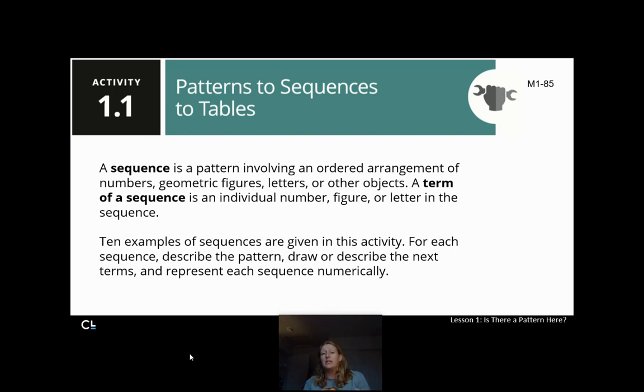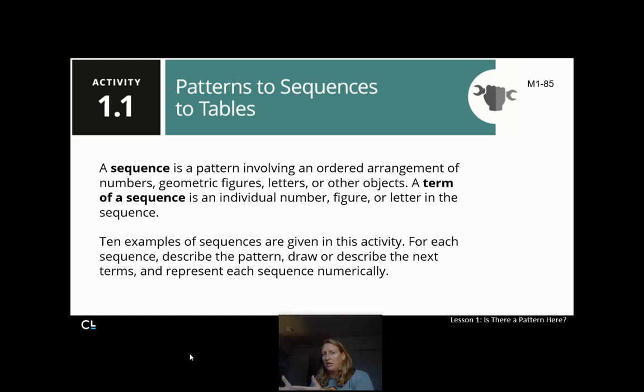So a sequence is a pattern involving an ordered arrangement of numbers, geometric figures, letters, or other objects. A term of a sequence is an individual number, figure, or letter that's within the sequence. So when we say a sequence, we're just saying it's a pattern that's all organized and arranged in some kind of order. When we're talking about the term of a sequence, we're just talking about one of the little pieces within that sequence.